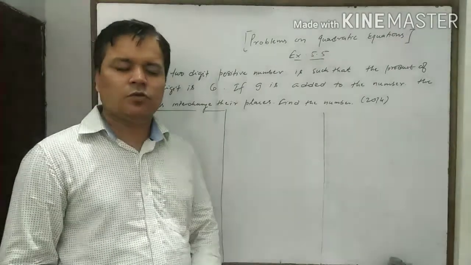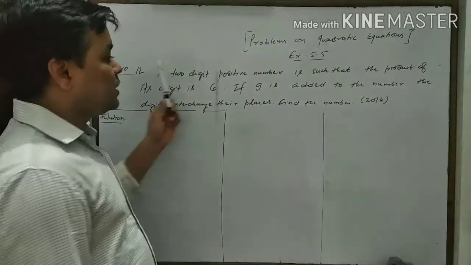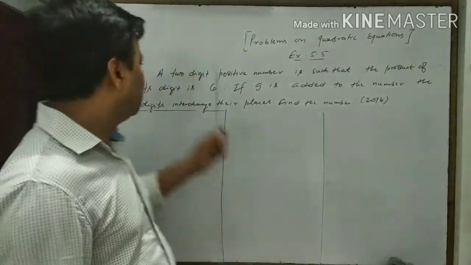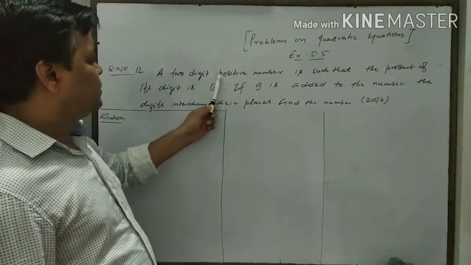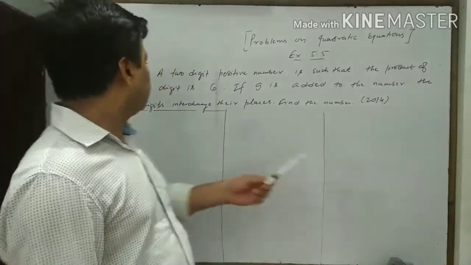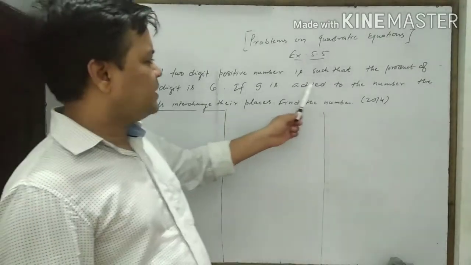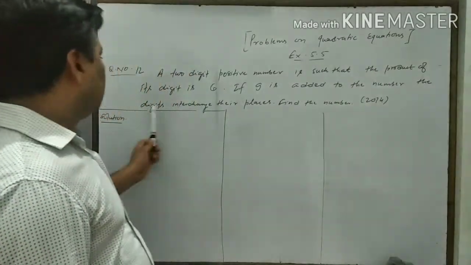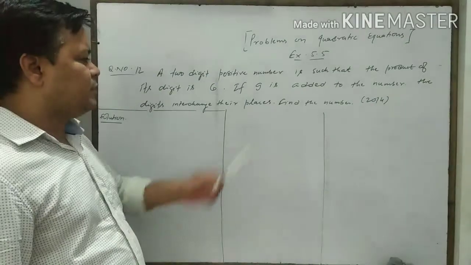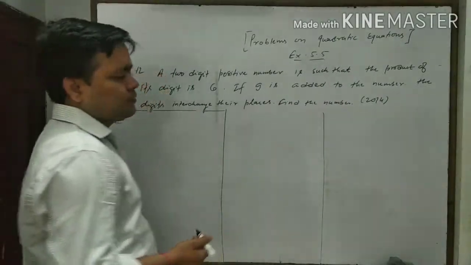Now let us see question number 12. Question number 12 was asked in 2014. Here a 2-digit positive number is such that the product of its digits is 6. If 9 is added to the number, the digits interchange their places, then we have to find the number.